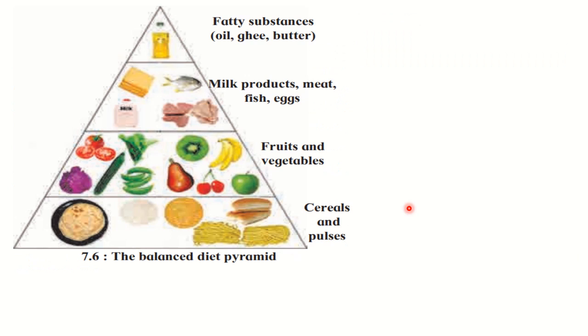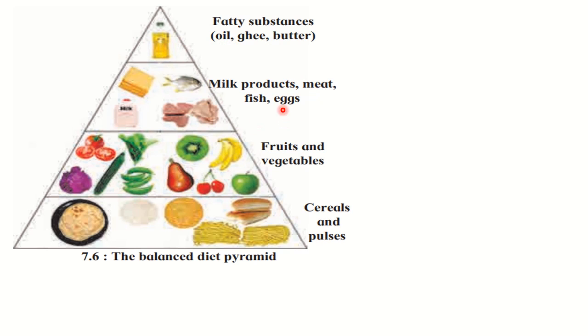You can see the food pyramid here. Okay, that means which foodstuffs we require in what proportions. You can see that here cereals and pulses, means carbohydrates, we require in large proportion. The next comes fruits and vegetables. We should include more fruits and vegetables in our day-to-day life. Then the proportion of milk products, meat, fish and egg is less compared to these two. And the fatty substances we require least. That means ghee, oil and butter, the quantity required here is less.